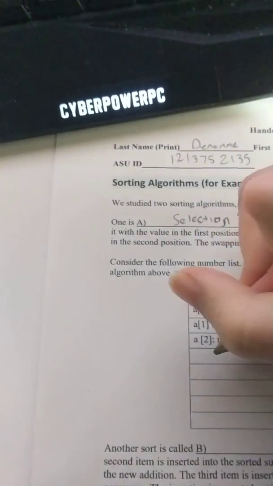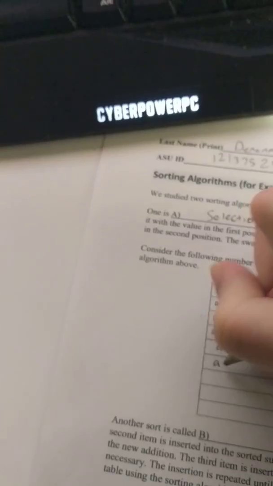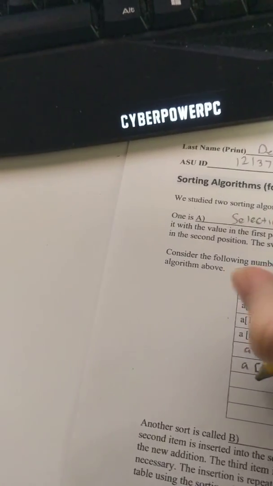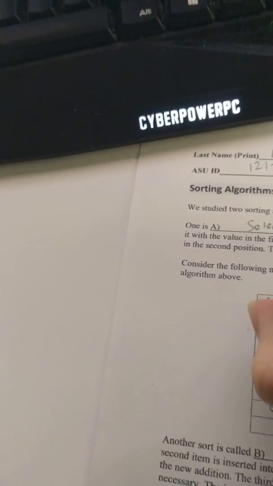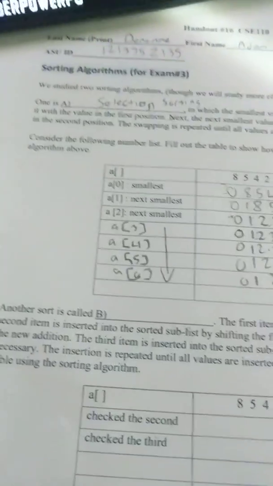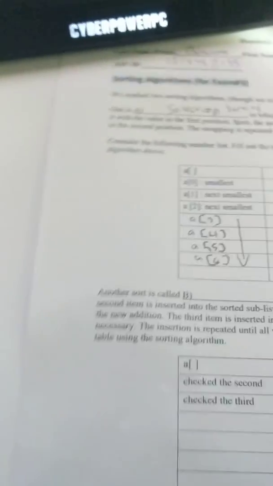And then this is a 3, a 4, a 5, a 6, and then next smallest keeps on going down as you are consistently finding the next smallest value.